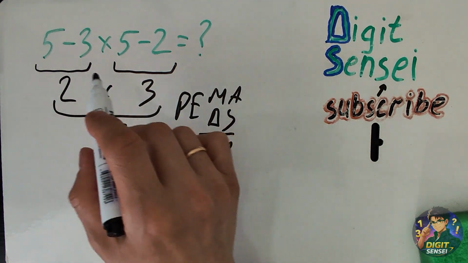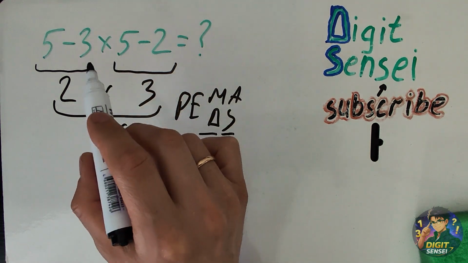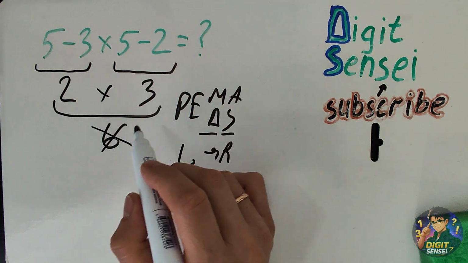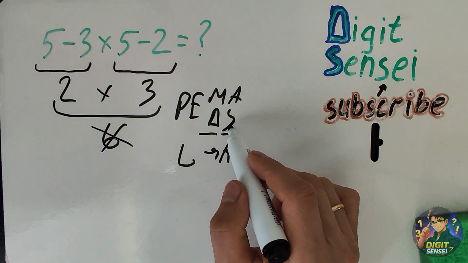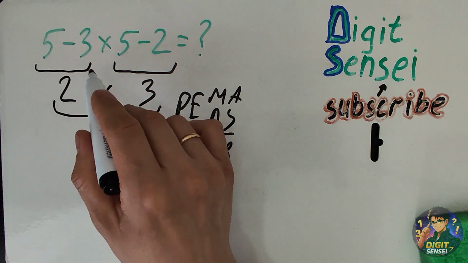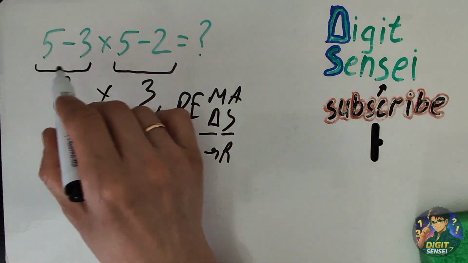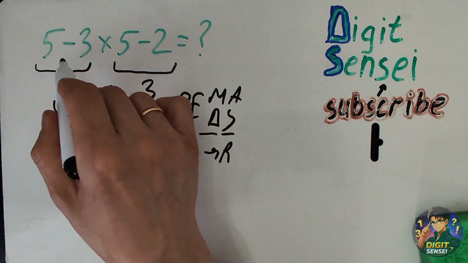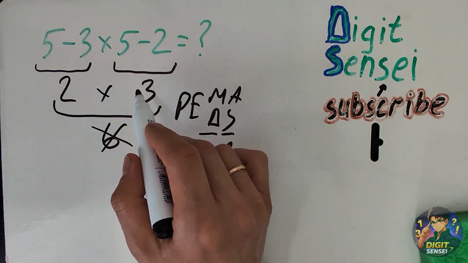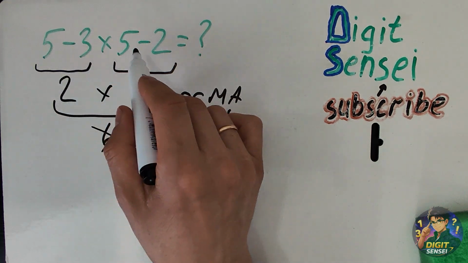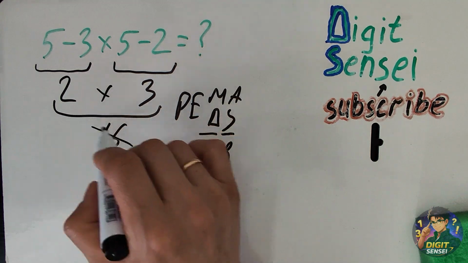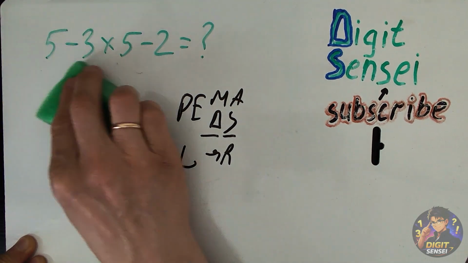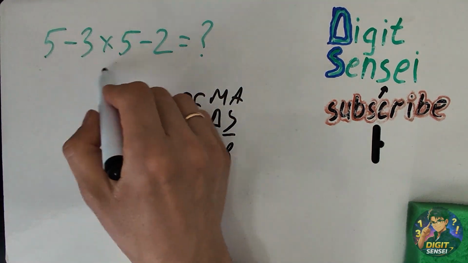In this expression, we have two subtractions and one multiplication. According to PEMDAS, multiplication has higher priority than subtraction because multiplication comes before subtraction. And when we have more than one subtraction in an expression, we have to go from left to right. So therefore, first we have to do this multiplication, then this subtraction, and finally this subtraction. If we do this subtraction or this subtraction before this multiplication, it is wrong. So first we have to do this multiplication.